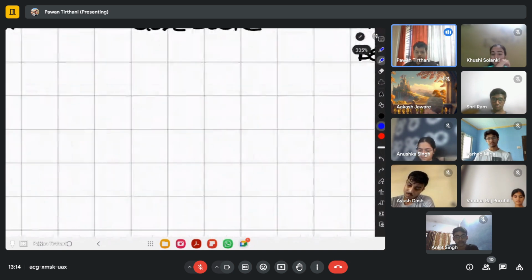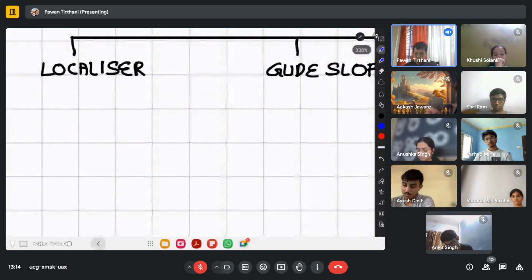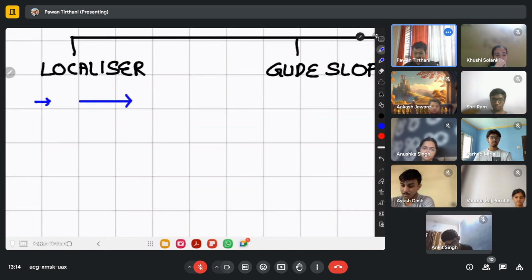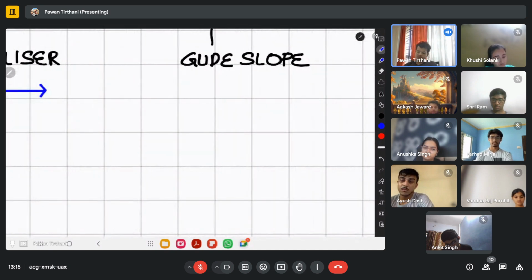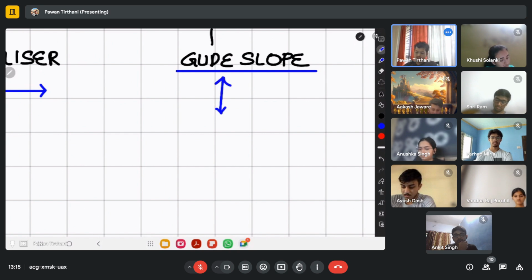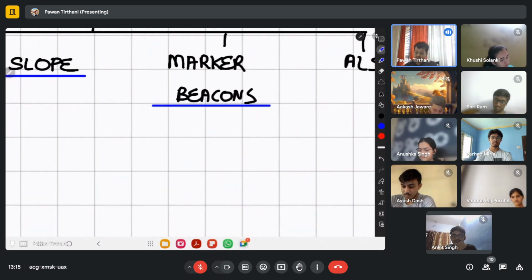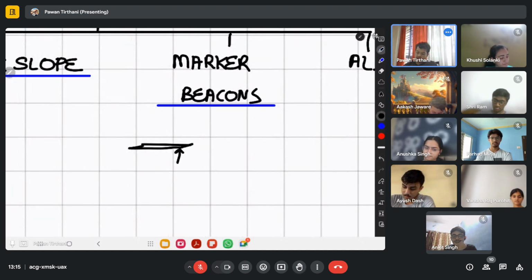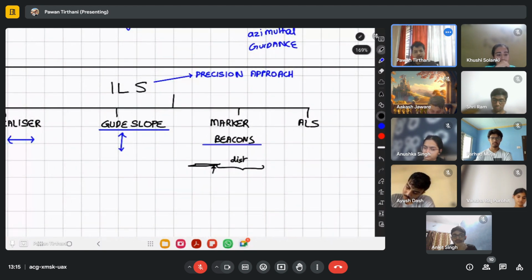Okay. So the localizer is something that is giving us horizontal guidance. I'm drawing this arrow left and right so that it can remind you it is giving us horizontal guidance. The glide slope is something which is giving me vertical guidance. And the marker beacon is something that is giving me the distance from the threshold. Let's say this is the runway. This is the runway's touchdown zone. And it is going to give me the distance. The marker beacon is going to give me the distance. Okay? Understood? Any doubts?